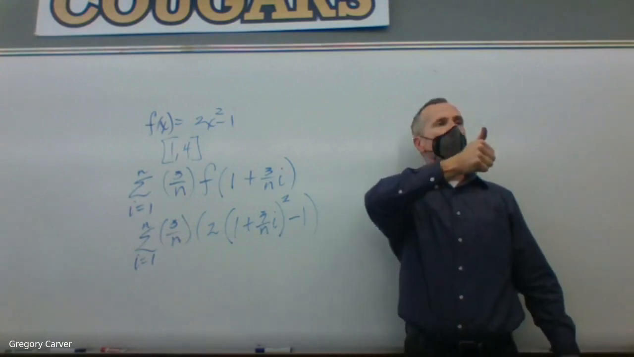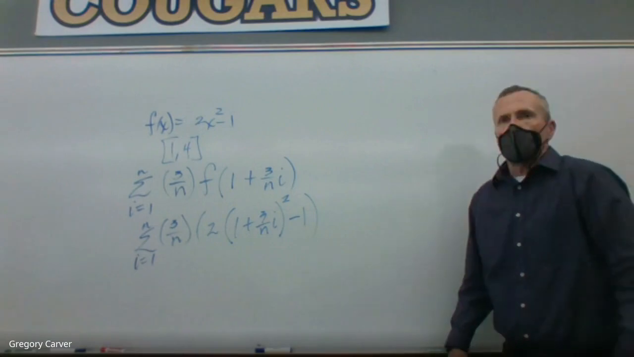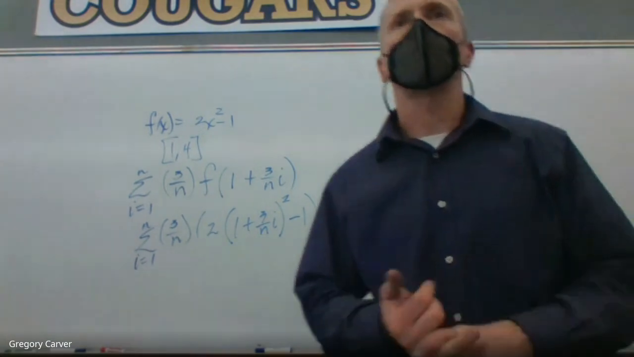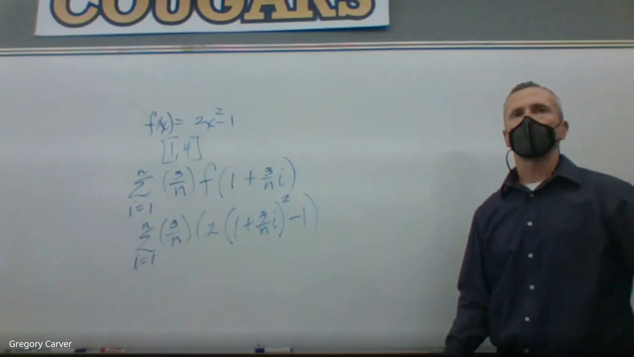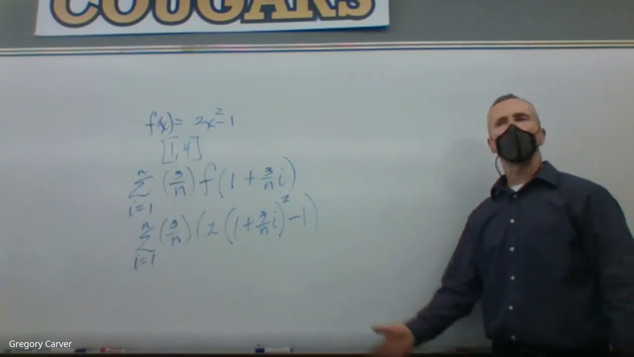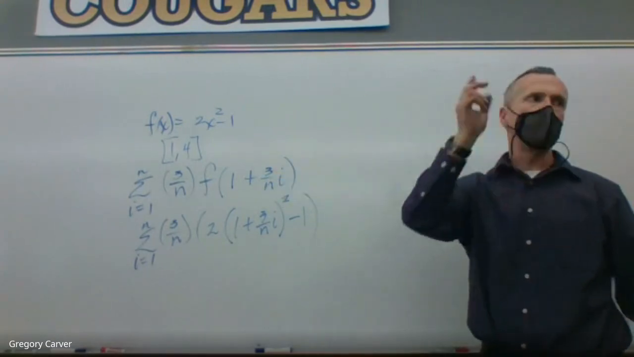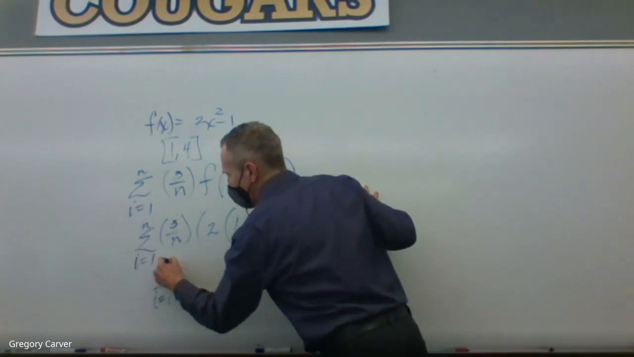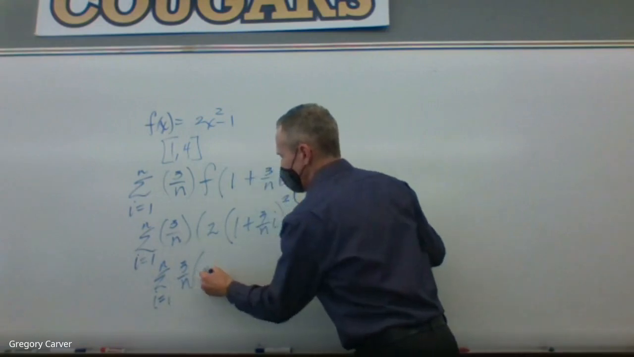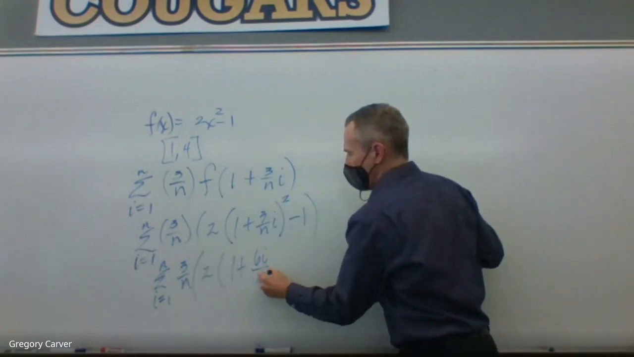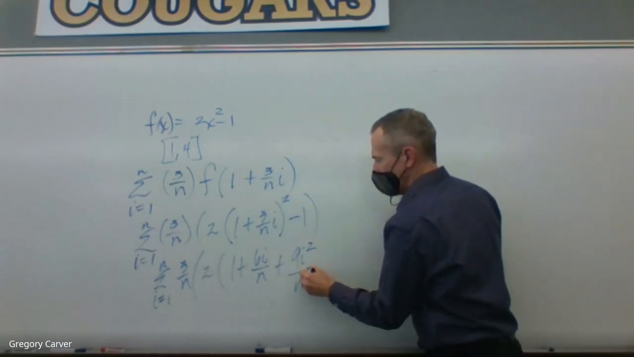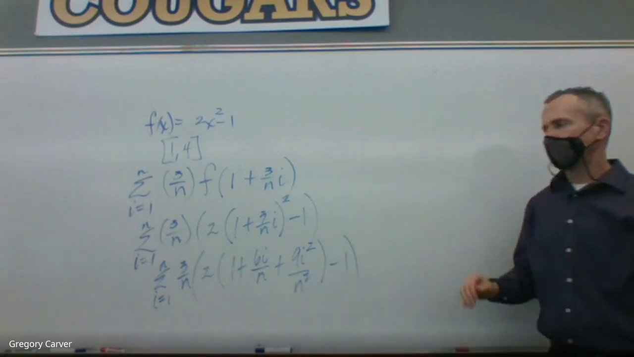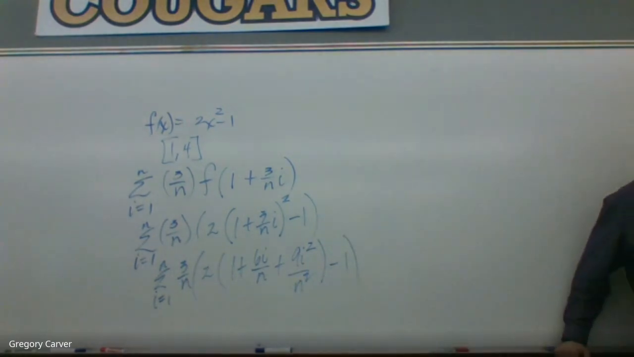You good, Jonathan? Okay. Excellent. We can't have products or quotients raised to a power, so what shall we do? Multiply it all out. Let's FOIL it out and get them separated into pluses and minuses. Here we go. Sum from i is 1 to n, 3 over n, this is going to be 2 times 1 plus 6i over n plus 9i squared over n squared, minus 1.